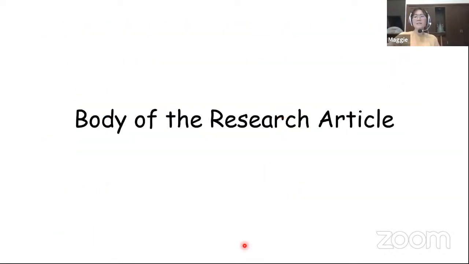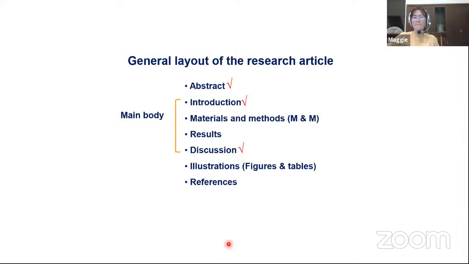Okay, then let's move to the body of the research article. The whole research article includes abstract, introduction, materials and methods, results, discussion, illustrations, and references. The materials and methods, results, illustrations and references differ for different publications. So I only introduce the writing of abstract, introduction, and discussion. I will just introduce the main idea of how to write these parts.